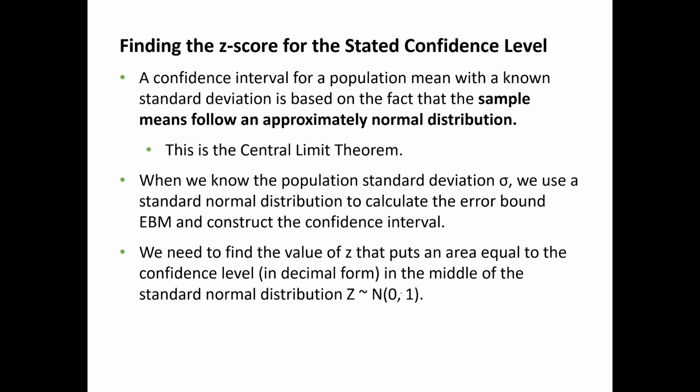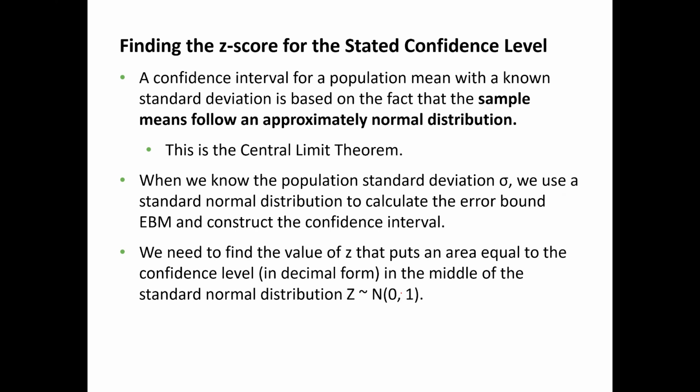The confidence interval for a population mean with a known standard deviation is based on the fact that the sample mean follows an approximately normal distribution. That's the central limit theorem. The distribution of sample averages will be normally distributed no matter what the underlying distribution looks like, as long as we take a sample of sufficient size. If the underlying distribution is normal, we can use the central limit theorem no matter what size sample we take. When we know the population standard deviation sigma, we use a standard normal distribution to calculate the error bound of the mean and construct the confidence interval.